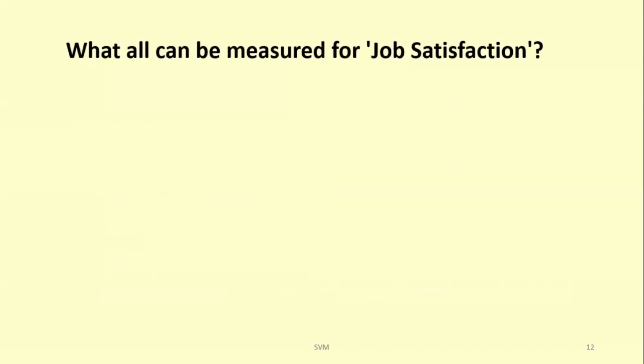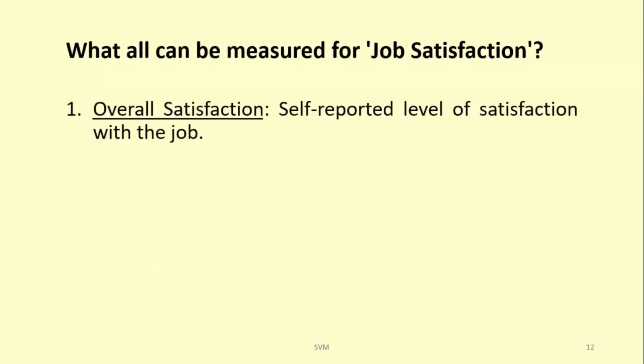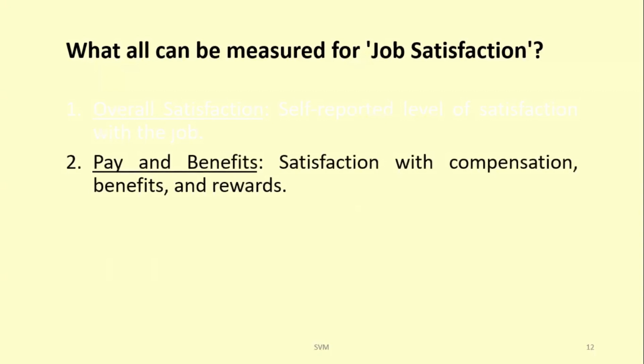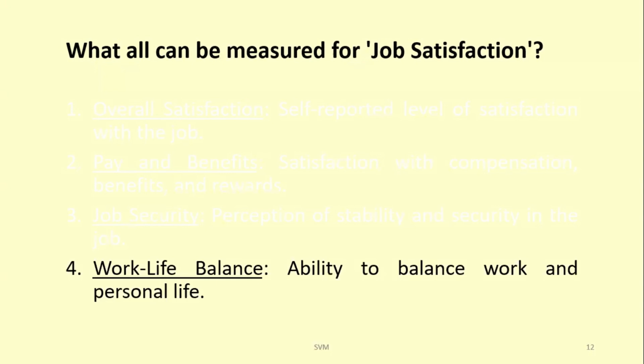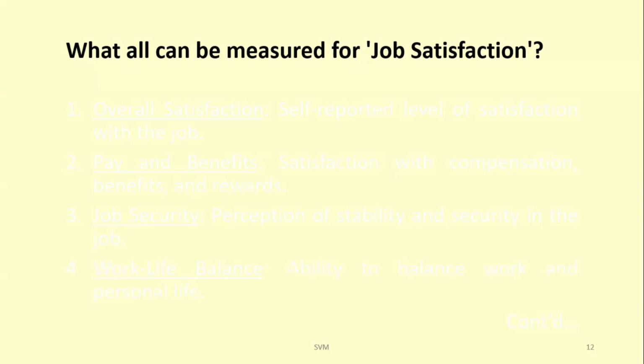Next terminology is job satisfaction. Overall satisfaction can be measured, that is self-reported level of satisfaction with the job. Pay and benefits, you can measure the satisfaction of the employees with compensation, benefits, and rewards. Job security, perception of stability and security in the job, can be measured. Work-life balance, the ability to balance work and personal life, can be measured.